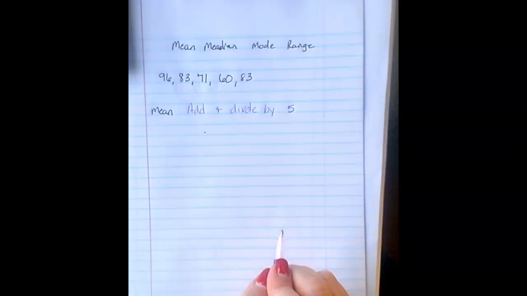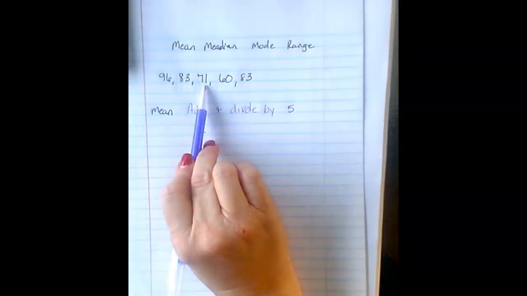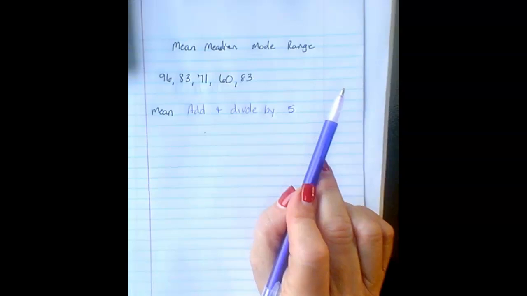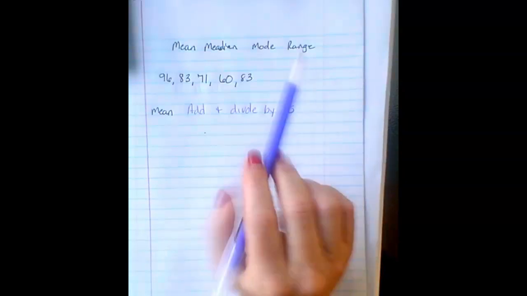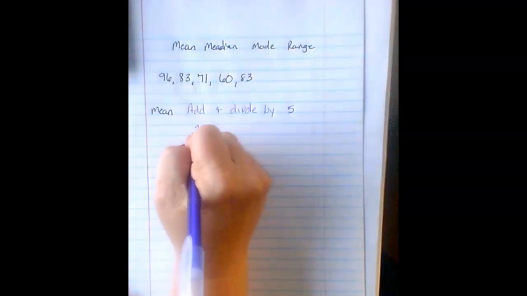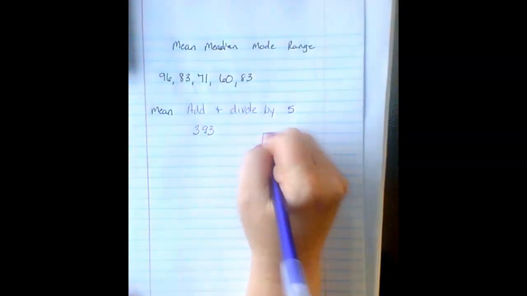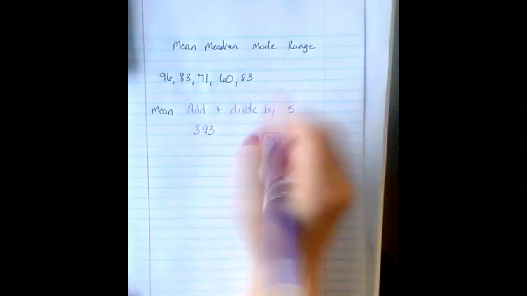96 plus 83 plus 71. I'm going to stop the video so you can add. So when you add these up, you would have gotten 393. So now you're going to take 393 and divide by 5.